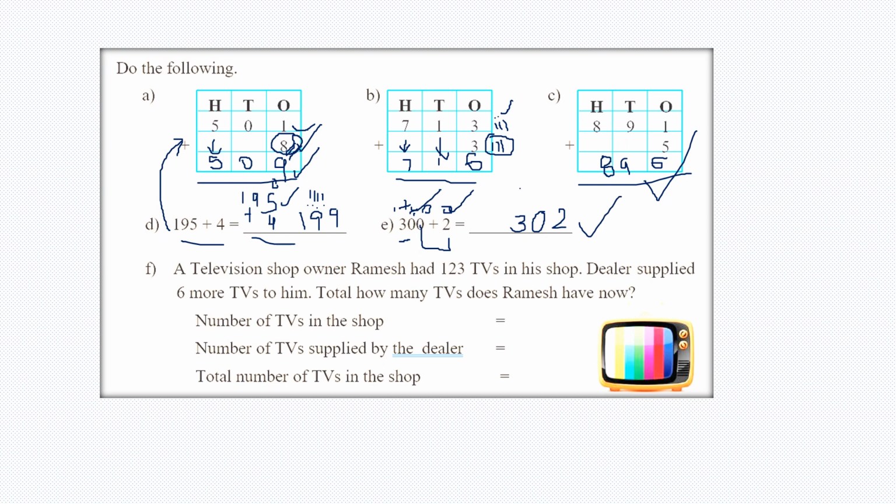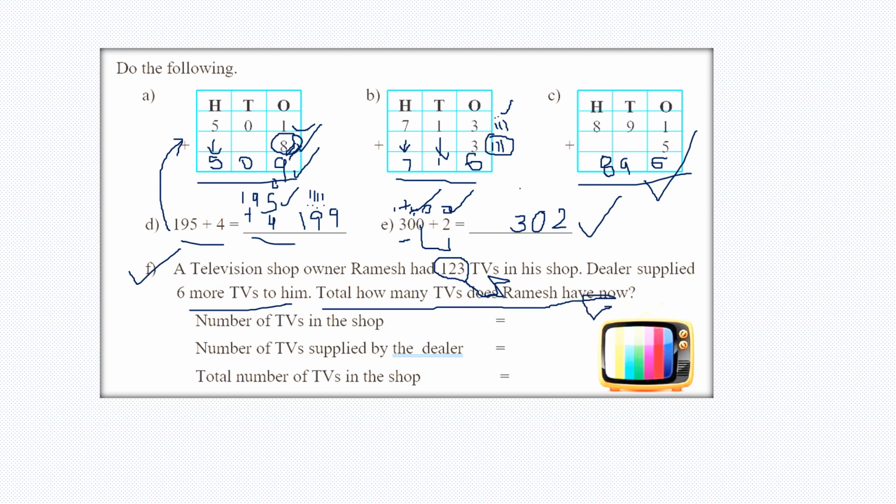Okay, so now let us see this problem. A television shop owner Ramesh had 123 TVs in his shop. So how many TVs Ramesh is having? 123 TVs. Okay, so dealer supplied 6 more TVs to him. How many extra dealer has supplied? 6 more TVs. Now total how many TVs does Ramesh have now?